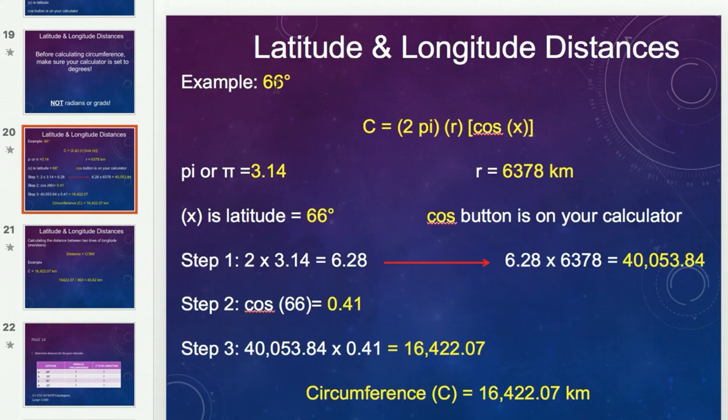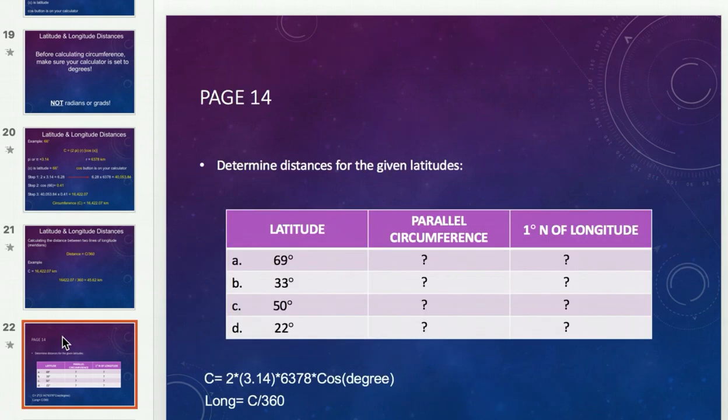Okay, so your example that they give in the PowerPoint, 66 degrees. All right, so we've already done the first part by multiplying 2 times 3.14 times r times your cosine. The easiest thing to do when I say doing this is go ahead and get your cosines ready. So you'll do the cosine of 69 degrees.